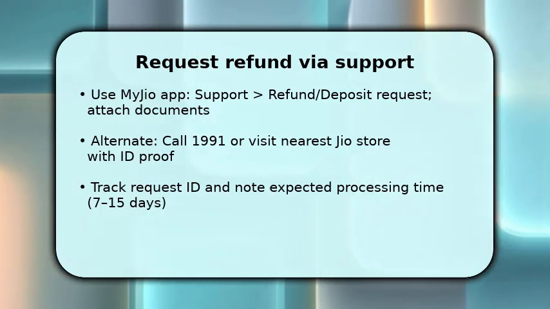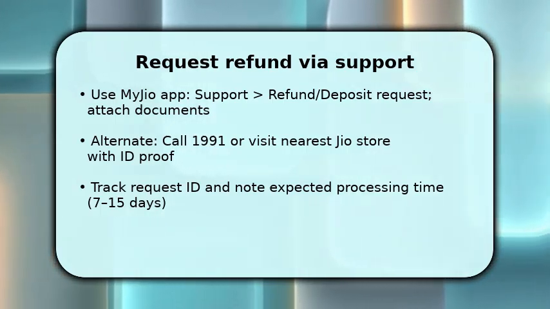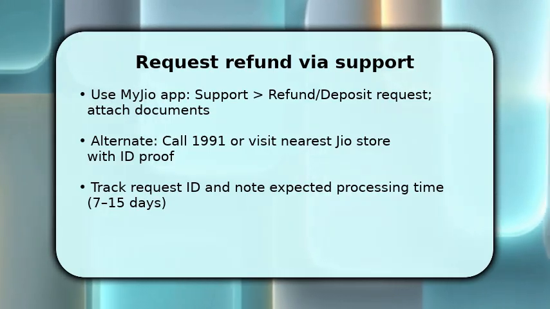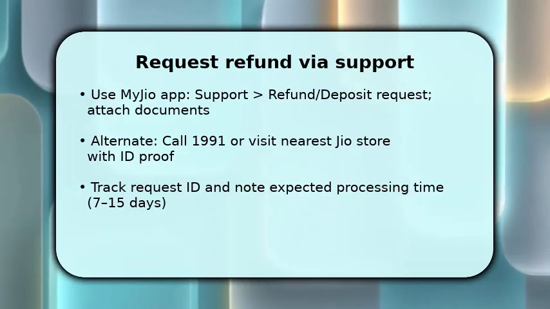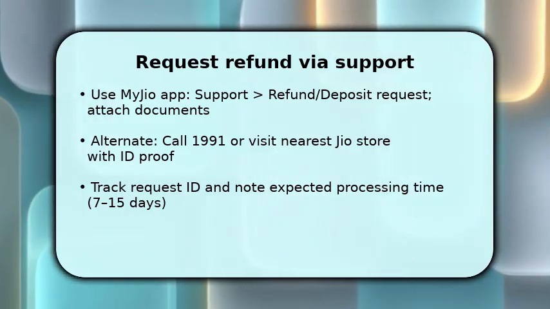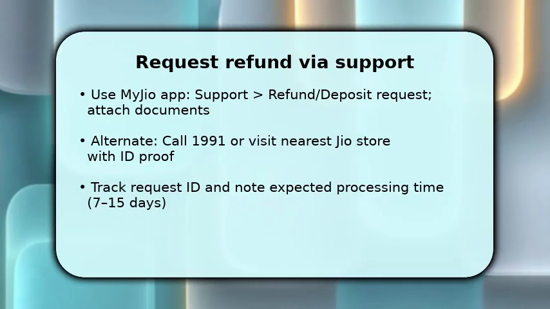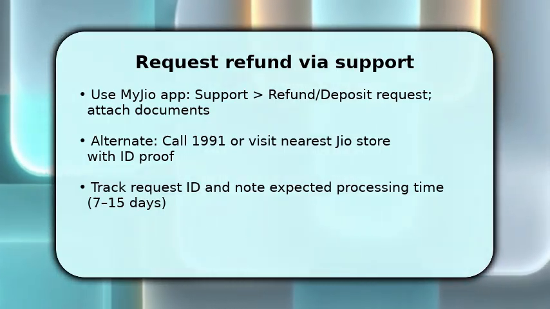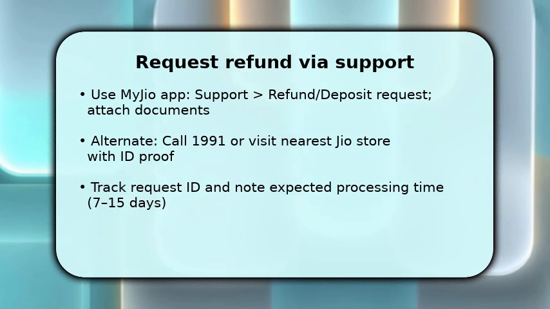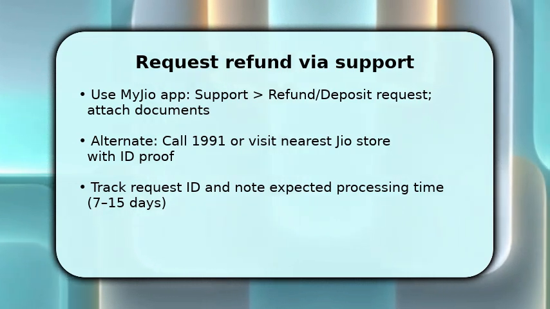If the app fails, call 1991 and request a ticket or visit a Jio store with originals to get a stamped receipt. Once the ticket is created, note the request ID and expected processing time, typically 7 to 15 days, because refunds are processed after final billing reconciliation. Keep screenshots and SMS confirmations until the refund completes.